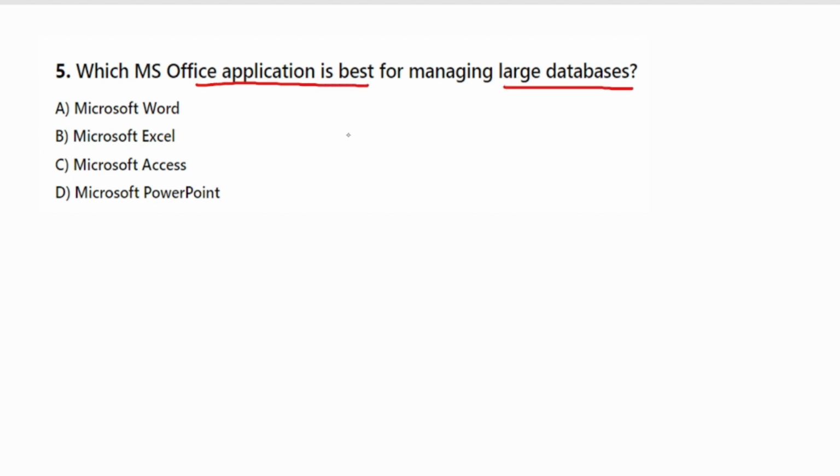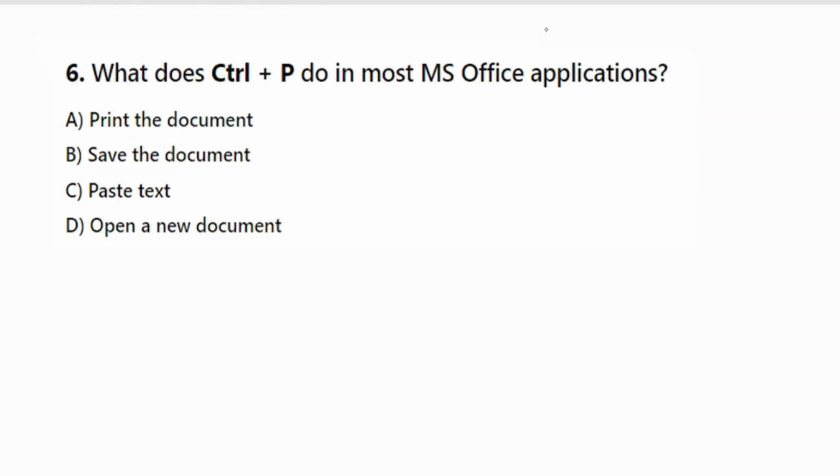So the correct option, Microsoft Access. Microsoft Access is a database management system used for storing and managing a large data set. What does Control P do in most MS Office application? So print the document, and Control P opens the print dialog box in Microsoft Office application.